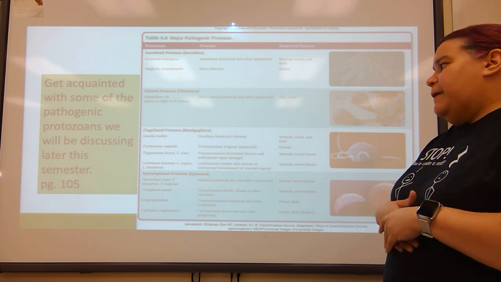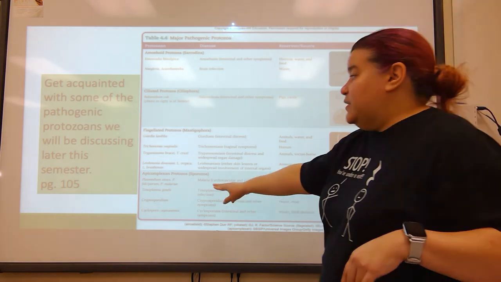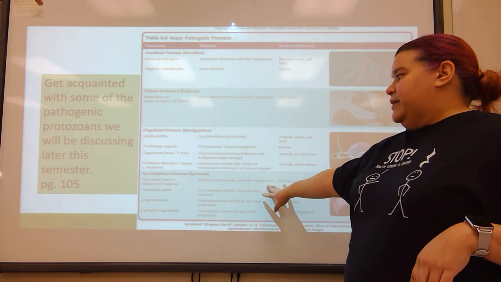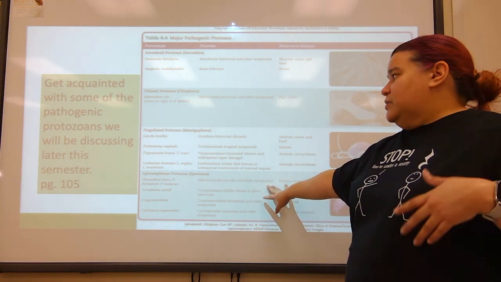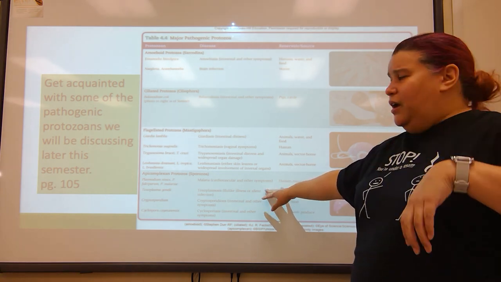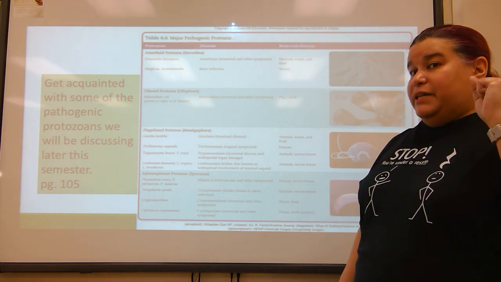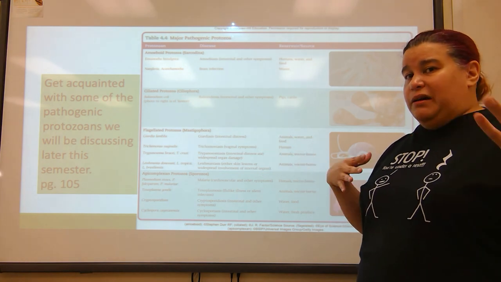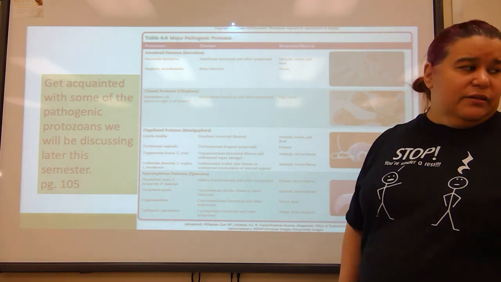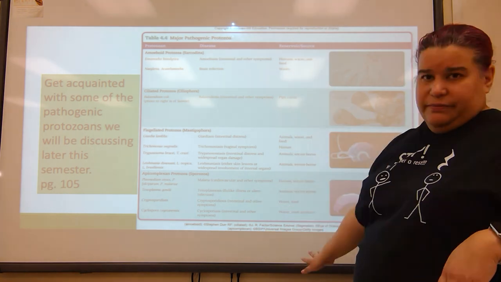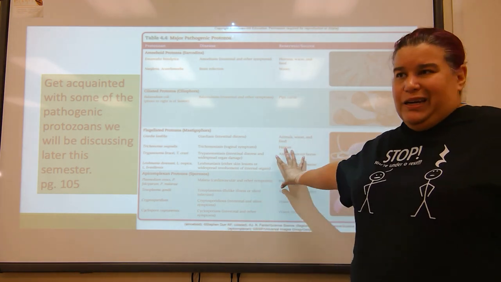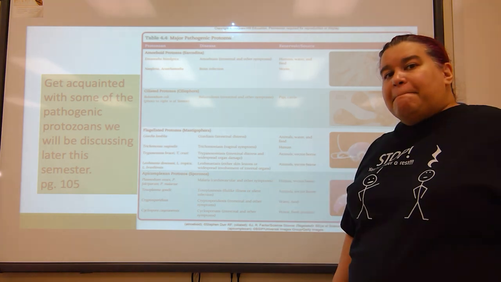Apicomplexan protozoa, Plasmodium vivax. This actually causes malaria. Malaria can cause cardiovascular symptoms. It can cause intestinal symptoms. It's actually kind of multi-system. It can be human to human contact. Or it can be vector borne, where it's on something and it transfers to us. If you want to read more on that, you can look at the table. But you may want to get acquainted with it, okay?